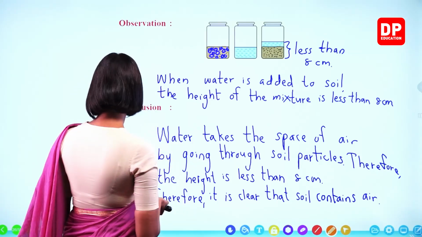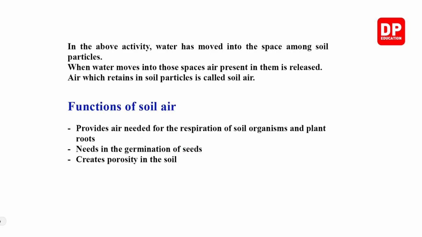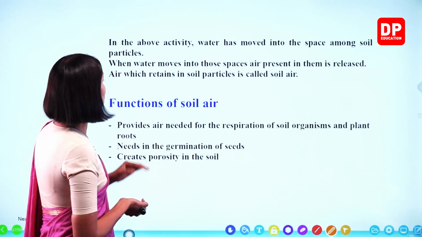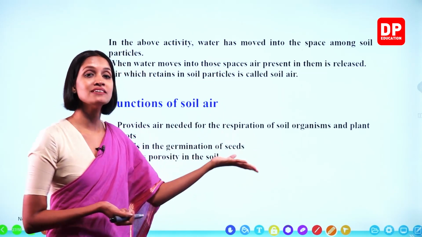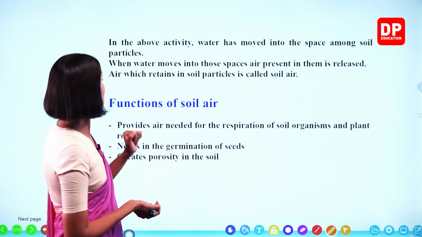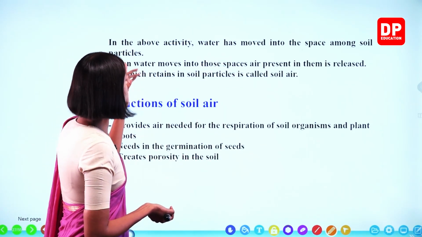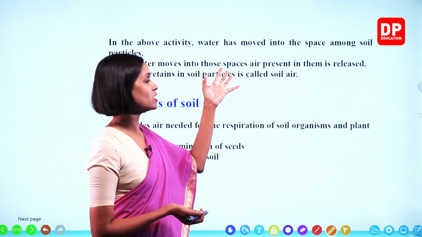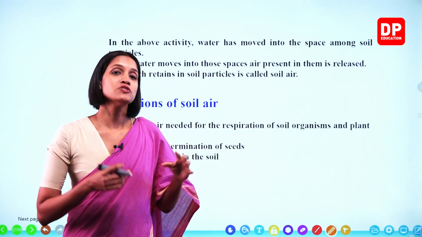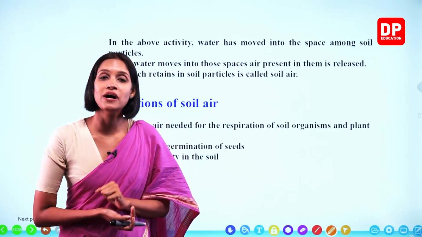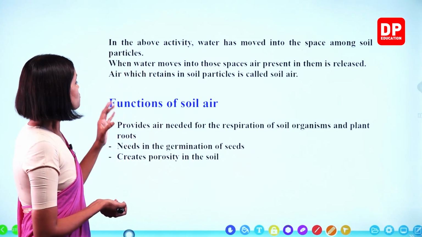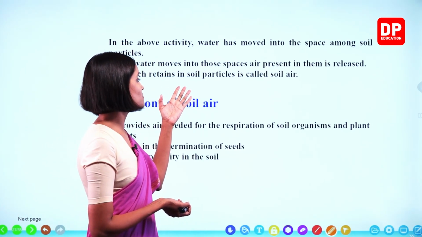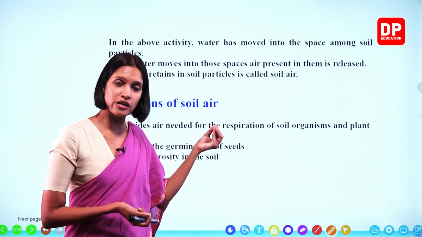Right, children? In the above activity, water has moved into the space among soil particles. When water moves into those spaces, air present in them is released. Right, children? Air which is retained in soil particles is called soil air. Okay, so air present between the soil particles is known as soil air. Okay, so functions of soil air. What is the importance of soil air? I already explained, right?